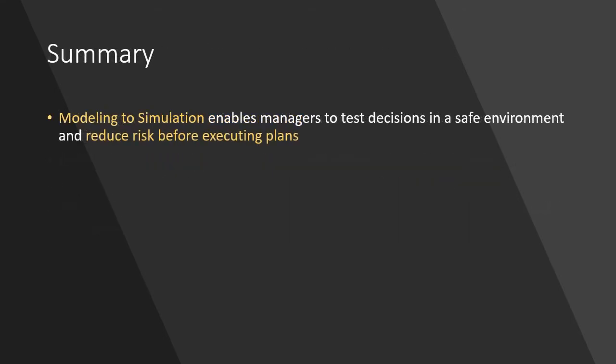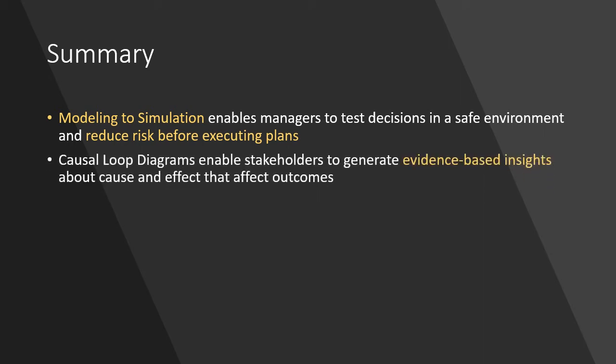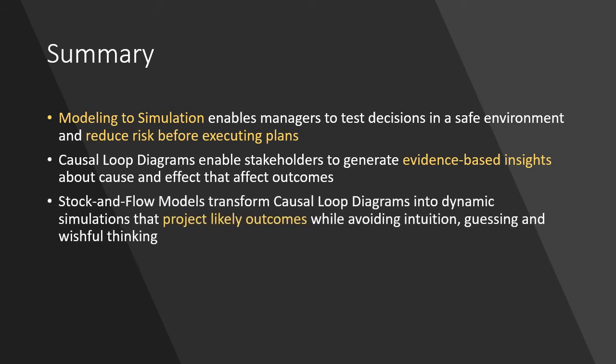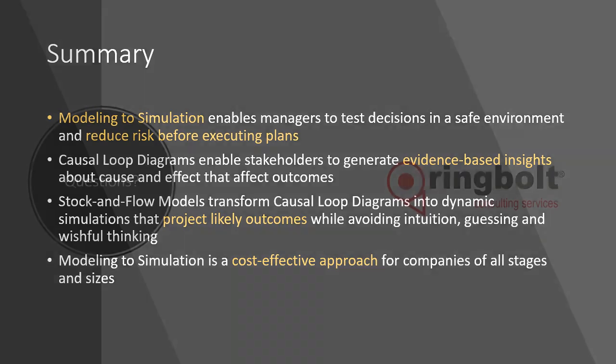In summary, modeling to simulation enables managers to test decisions in a safe environment and reduce risk before executing plans. Causal loop diagrams enable stakeholders to generate evidence-based insights about cause and effect that affect outcomes. Stock and flow models transform causal loop diagrams into dynamic simulations that project likely outcomes while avoiding intuition, guessing, and wishful thinking. Modeling to simulation, then, is a cost-effective approach for companies of all stages and sizes.